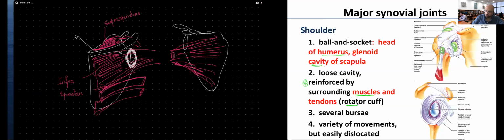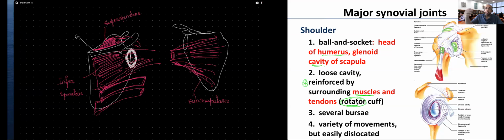So we've got here, this is my subscapularis. Again, all of those muscles are called my rotator cuff muscles. We're going to discuss them in detail when we get to the muscles section. You don't have to worry about their names for now.